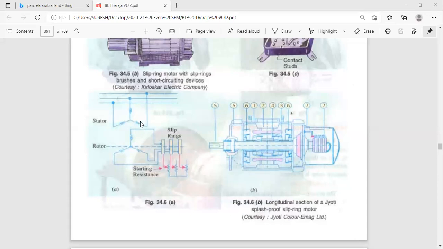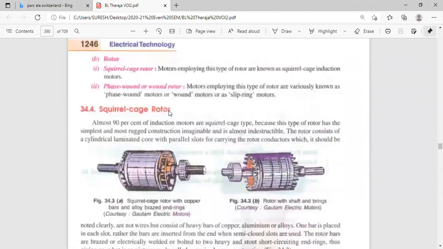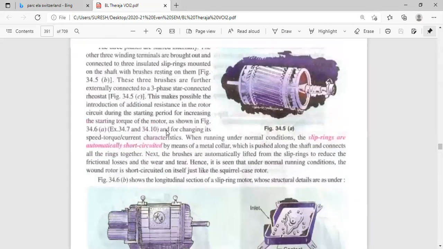This is about the construction of stator and rotor. We have already discussed the rotor. Rotor is of two types. What are the two types? Squirrel cage and slip ring. Slip ring is also called phase wound or wound rotor. Okay, that's what we have discussed.